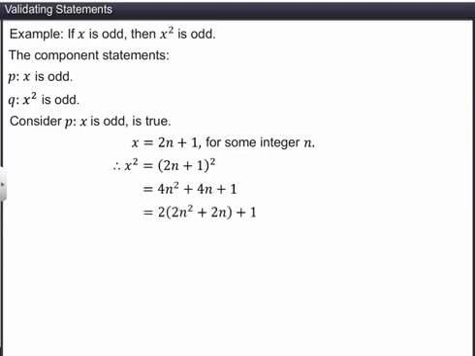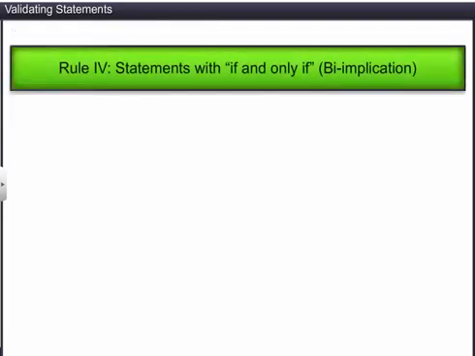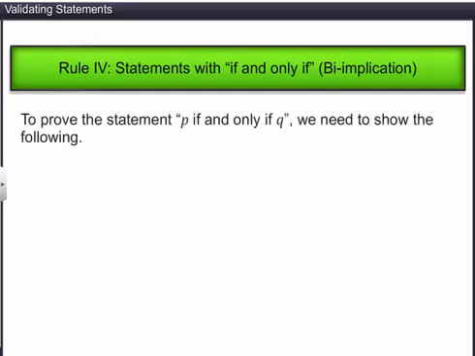This is also an odd number. This shows that x squared is also odd. Hence, the given statement is proved. Rule 4 is used to prove by implications. To prove the statement "P if and only if Q", we need to show that if P is true, then Q is true. If Q is true, then P is true.